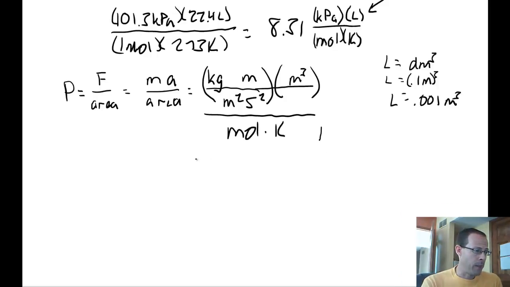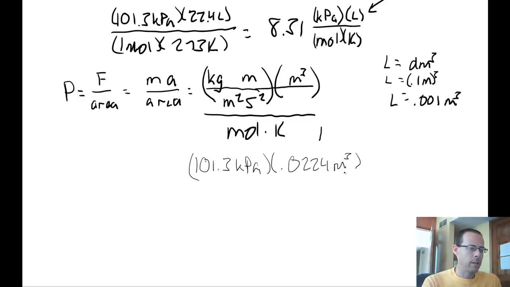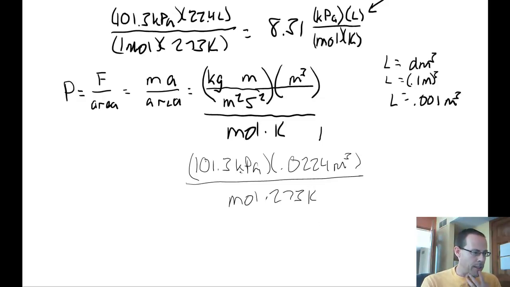Okay, so we're going to throw in some numbers now. So we're going to use 101.3 kilopascals. We're going to multiply that by, notice now, 0.0224 meters cubed. Is that right? 22.4? That's right. All right. All over 1 mole times 273 Kelvin. Okay? So what happens is this kilo really makes this number 1,000 times bigger.